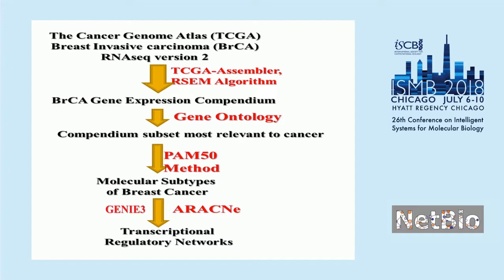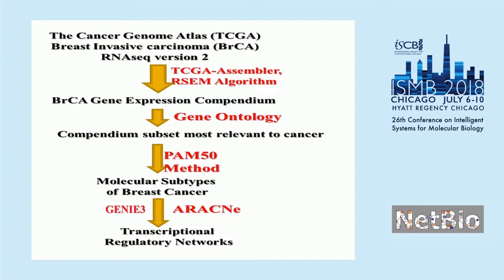Rather than use all 20,500 genes, we turned to the gene ontology to get a subset that is more relevant to cancer. So genes associated with cancer, apoptosis, senescence, cell cycle, oxidative stress, and signal transduction were selected. We have about 6,000 of them. And then we used the PAM50 method to identify the molecular subtypes.